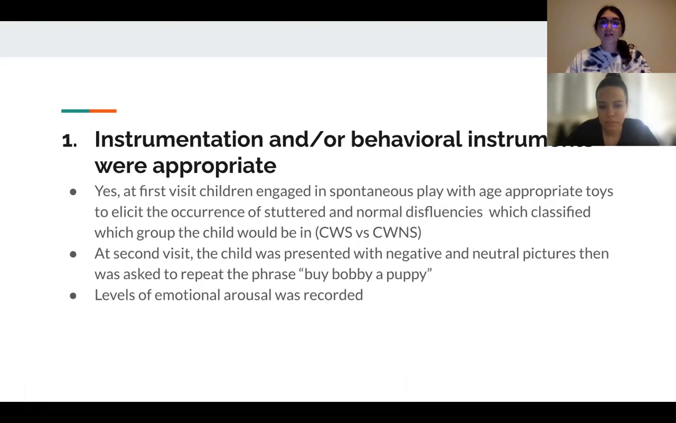At the first visit, they engaged in spontaneous play with age-appropriate toys to elicit the occurrence of stuttered and normal disfluencies, which classified which group the child would be in. And the 2 groups were children who stutter and children who do not stutter.